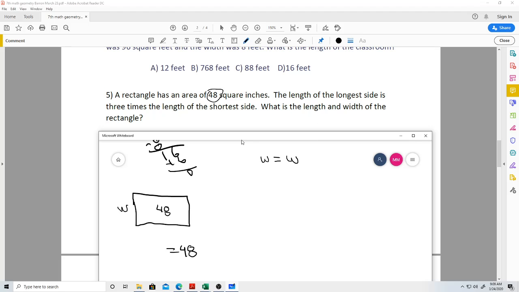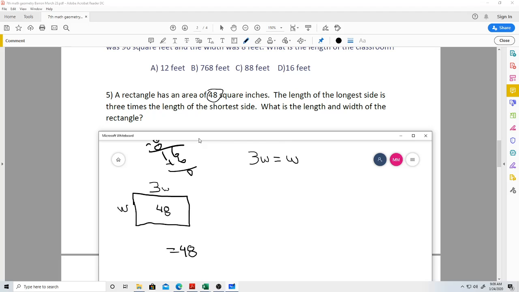The length of the longest side, this, is 3 times the length of the shortest side. Well, what's the length of the shortest side? W. And what does 3 times W look like? Just like this. Okay? Is that weird? Hope not. Because basically, let's just put 3W here and read it. Isn't this 3 times this? 3 times W is 3 times bigger than W.